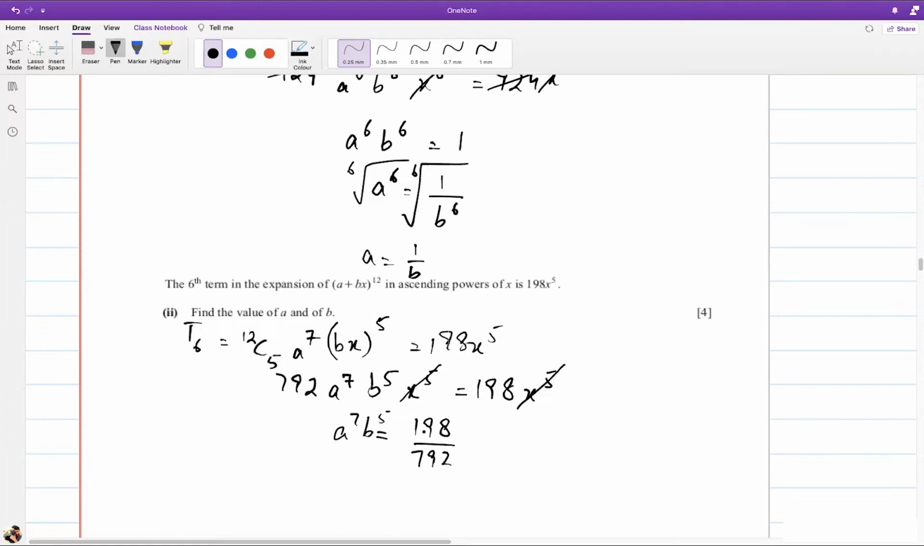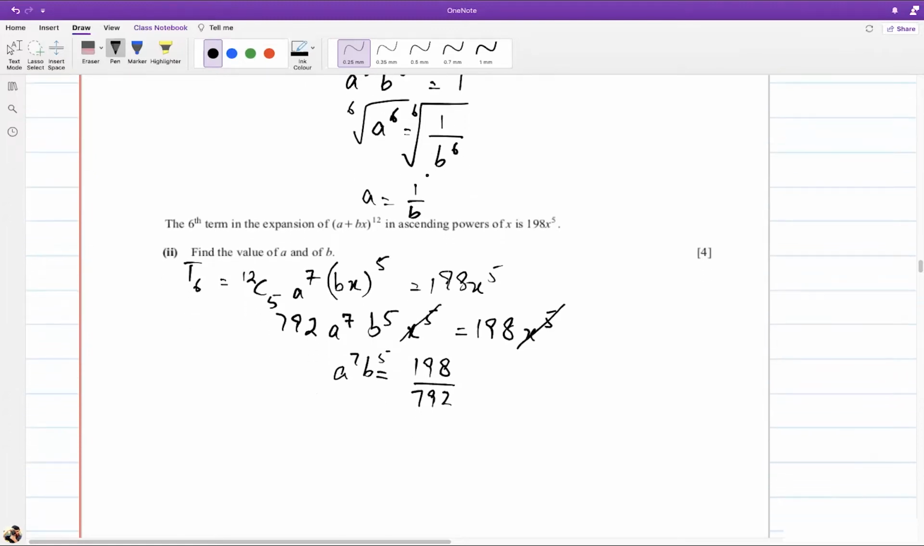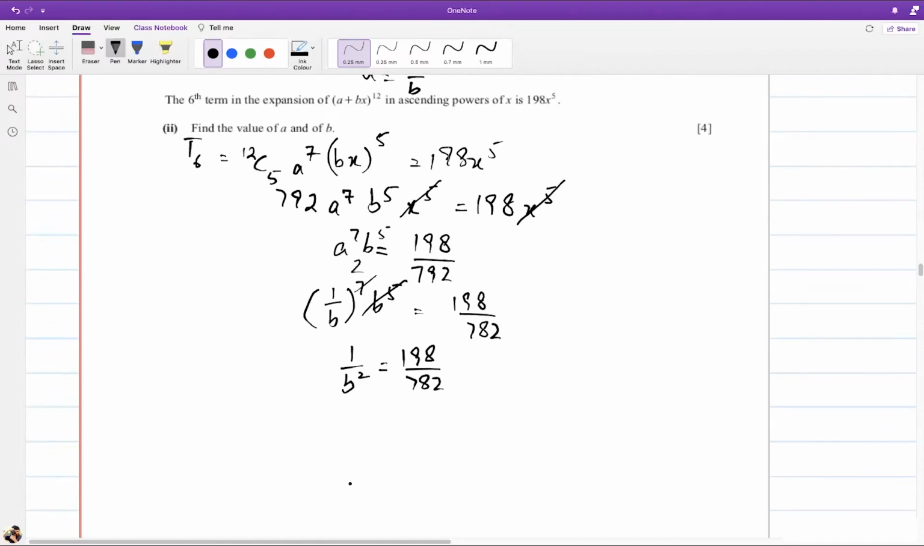अब हमें पिछली इक्वेशन से पता है कि a is 1 over b, तो हम यहाँ पे वो प्लग इन करते हैं कि 1 over b power 7 b power 5 is equal to 198 over 792. This cancels out a little bit, gives you 2. So 1 over b squared is equal to 198 over 792, which is 1 over 4. अगर simplify करें, इसका square root लेना होगा और 1 over that gives me 2. I'm getting 2 for some reason.